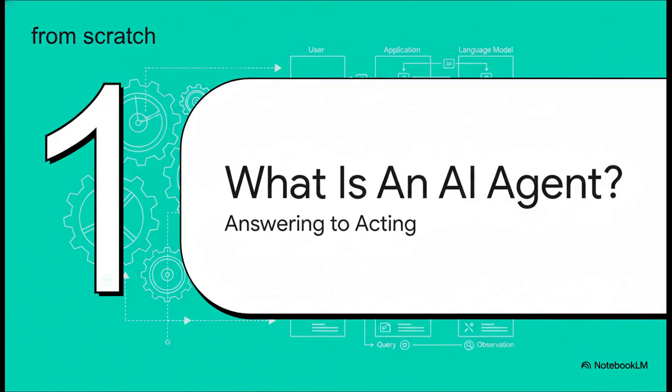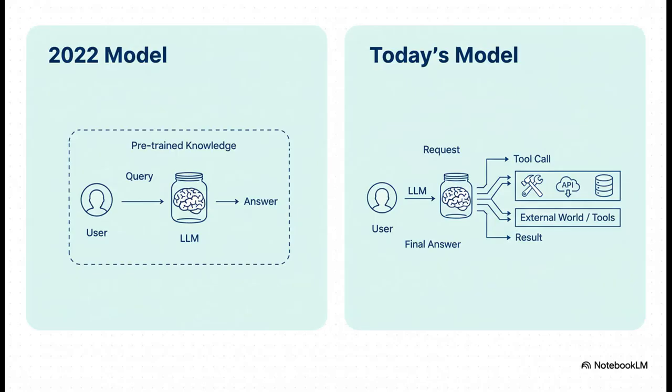So, to really get why AI agents are such a huge deal, we gotta take a quick look back at how we used to talk to large language models not too long ago. The shift from then to now, well, it's the entire reason agents are so powerful and are literally changing how we interact with computers. This slide just nails the entire evolution.